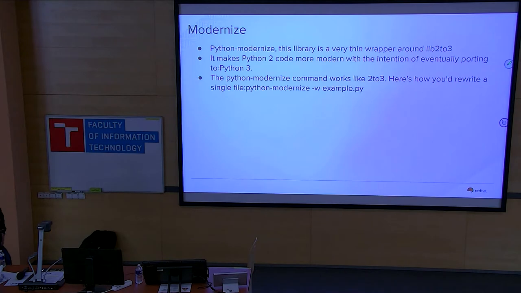Modernize. Modernize is also an automation tool to help you. It's a more conservative way to migrate your Python code to Python 3. Under the hood, it depends on the Python modernization library. It's really built around lib2to3. So it makes your code more modern with the intention of eventually porting to Python 3. How to use it is quite similar to 2to3. You just run it on the command line.